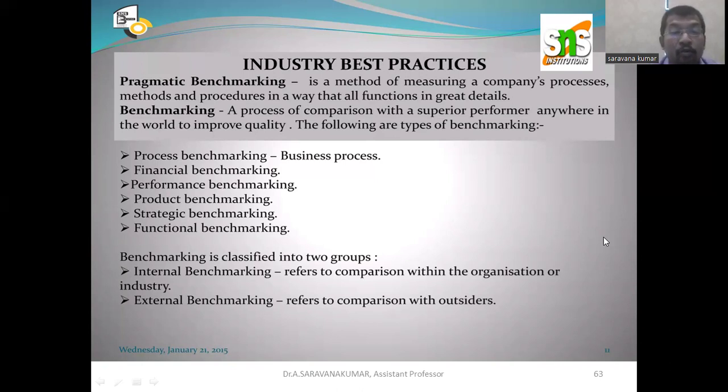Benchmarking is classified into two groups: internal benchmarking and external benchmarking. Internal benchmarking refers to comparison within the organization or industry. That is the internal benchmarking. External benchmarking refers to comparison with outsiders. Do you know the difference between internal and external? Internal is within the organization, so we are saying comparison within the organization itself, and external benchmarking refers to comparison with outsiders.